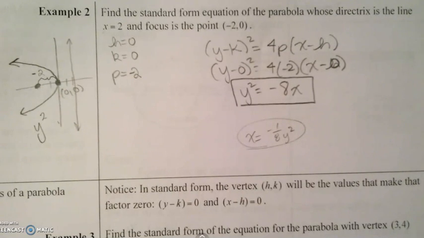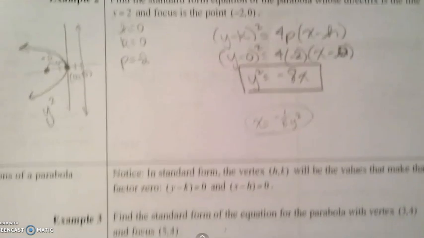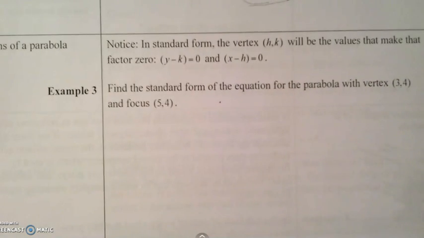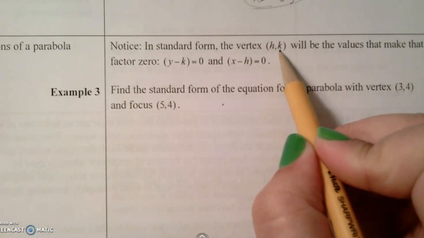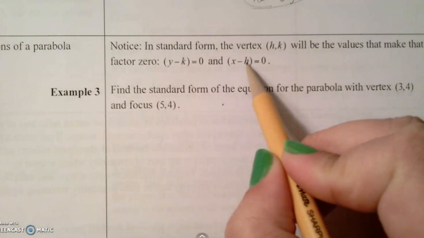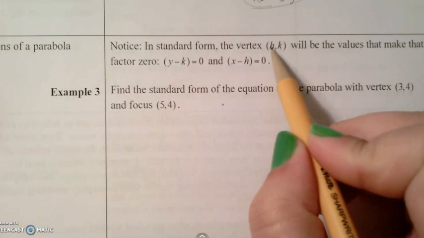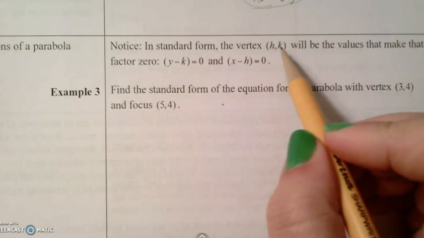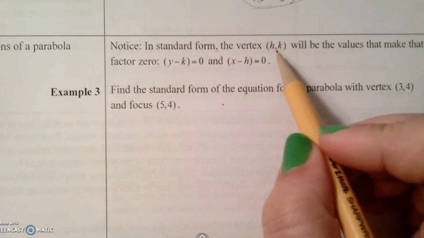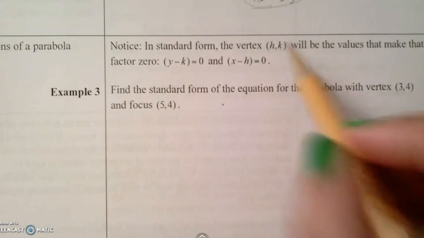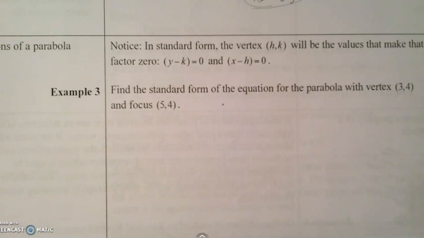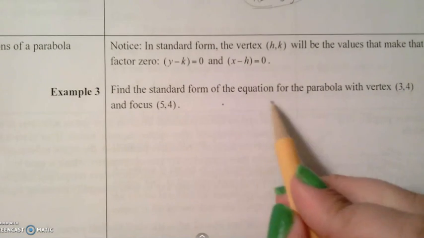So the next question should be, well, what if my vertex isn't 0, 0? Because we've seen two examples where the vertex was 0, 0. So let's look at example 3, where the vertex is not 0, 0. And remember, we call the vertex the point h, k. And that tells us how far it has been translated, h units to the right and k units up. So if h is negative, it's going to the left. If k is negative, it's going down. Just like an ordered pair, our h and k values tell us where our parabola starts from.